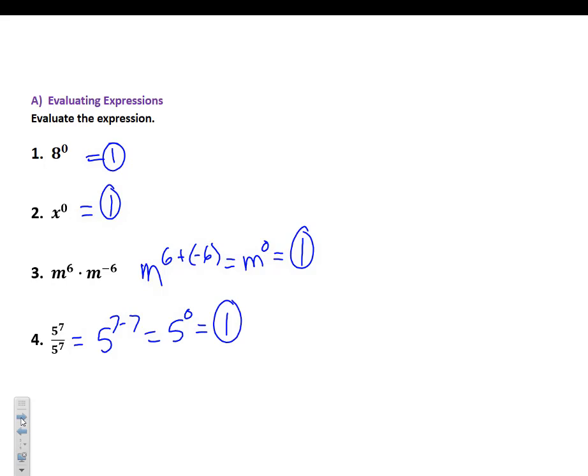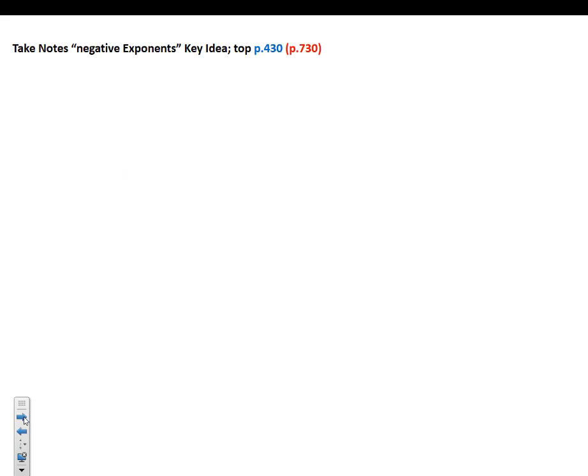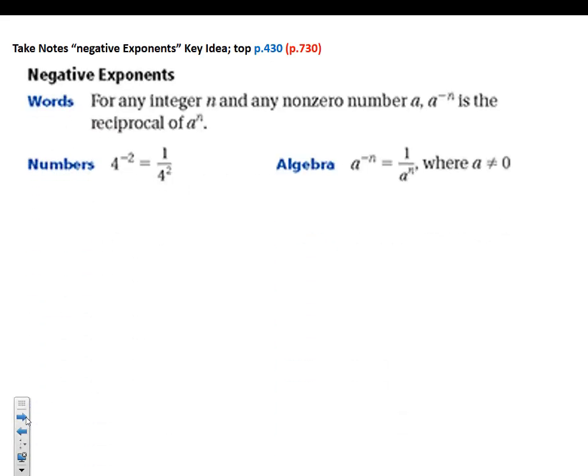Alrighty, let's move on to our next one. So hopefully you have already done that as well. If you haven't, pause, go to your book, and write down those rules of exponents for a negative power. Excuse me, a power with a negative exponent. And when you do that, it should look something like this. For any integer n with a non-zero number, a to the negative n is the reciprocal of a to the n. Well, that doesn't make a lot of sense to me. Probably doesn't make a lot of sense to you. So let's take a look at the examples and see if we can figure that out.